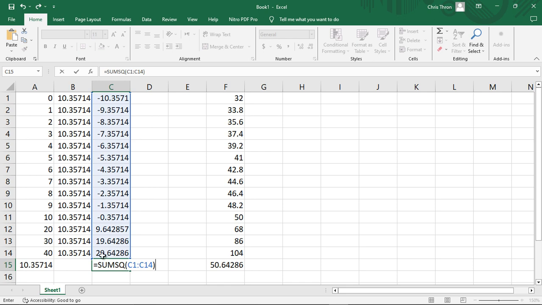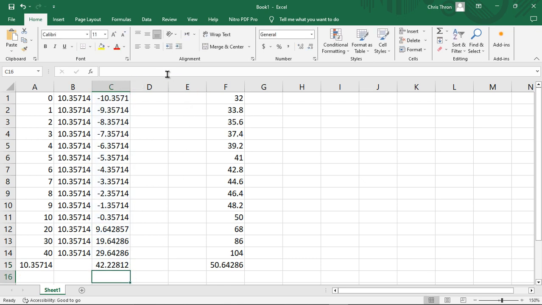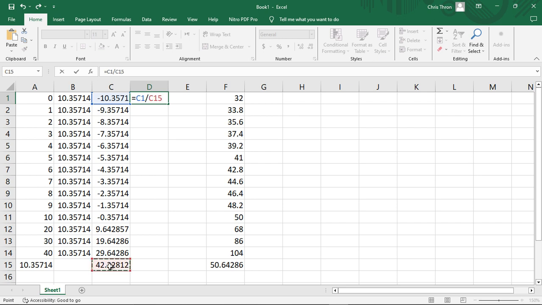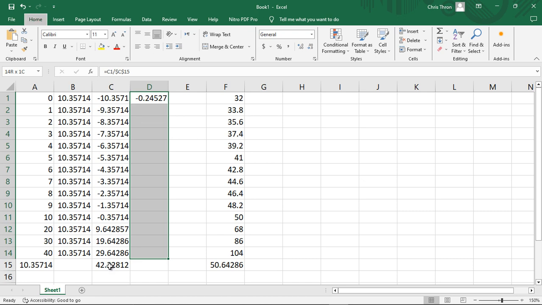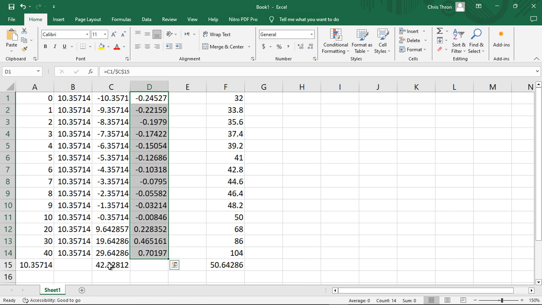And I actually want the square root of that, so I'm going to add a square root in front. Okay, I'm taking the square root of the sum of squares, and I get 42. And then I'm going to divide this result by this sum of squares here. So I'll do that, F4, like that. And then here are my values. So there are my values for the sum of squares.